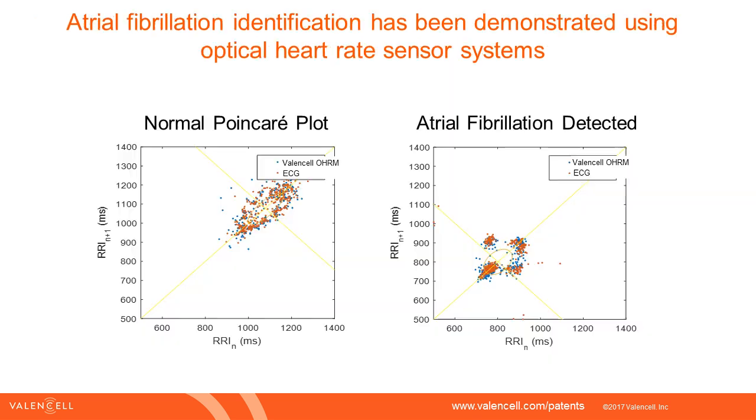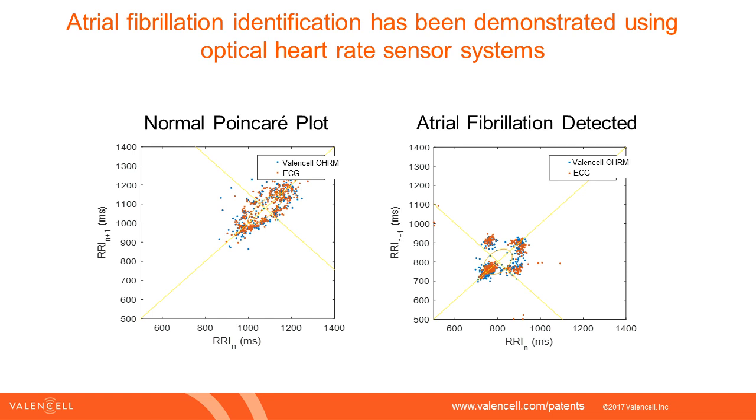And in Valencell's labs, we've done this. We've done it accidentally. We've had participants come to our labs and take RR interval testing with either our wrist-worn wearable prototypes or our ear-worn wearable prototypes. And on the left is a normal Poincare plot.